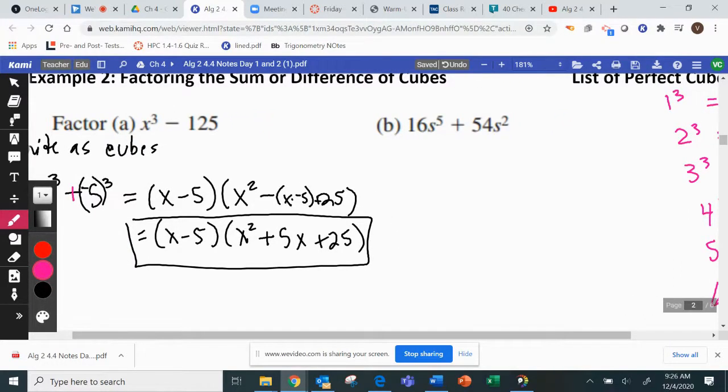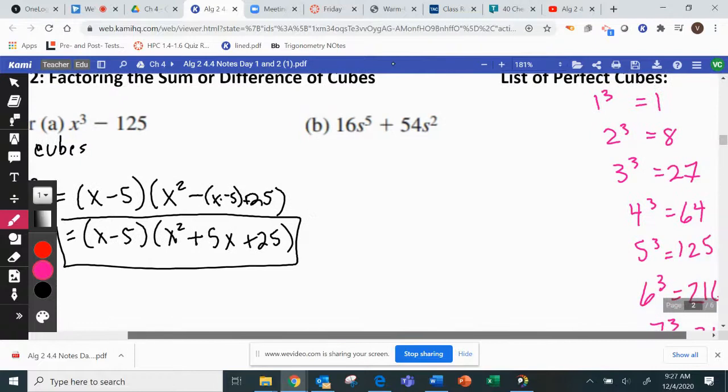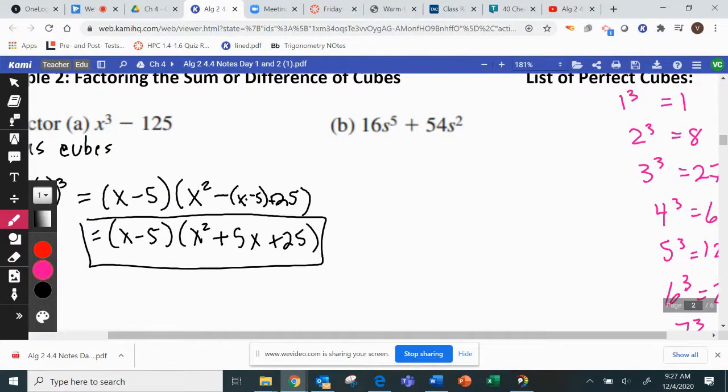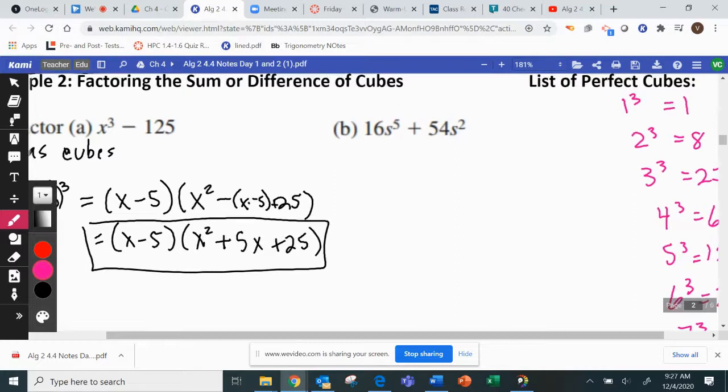Let me do another one. What is our first step? Do the cubes. Is 16 a cube? We just made a list of cubes. Was 16 on that list? Well, also here, is 54 a cube? Does that mean we can't do it? What am I missing?